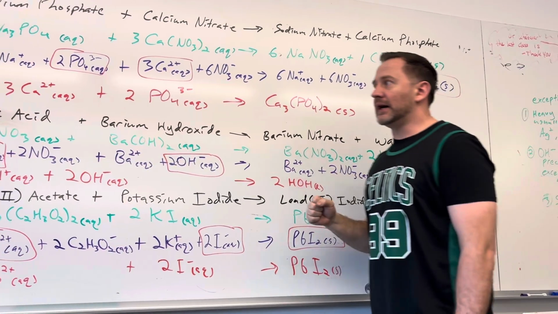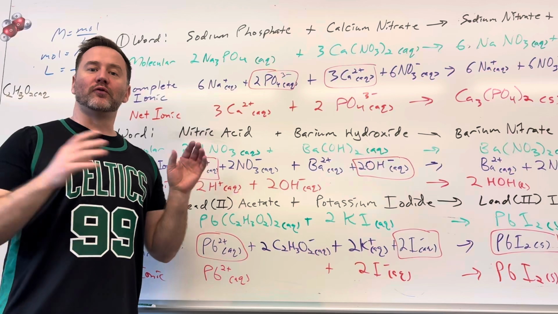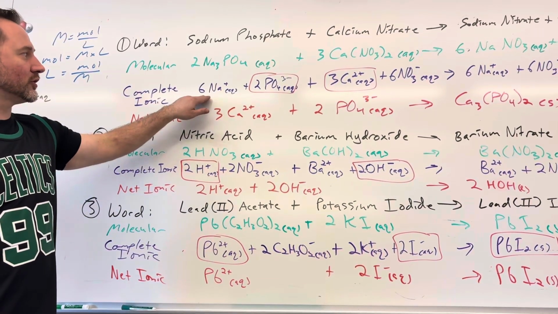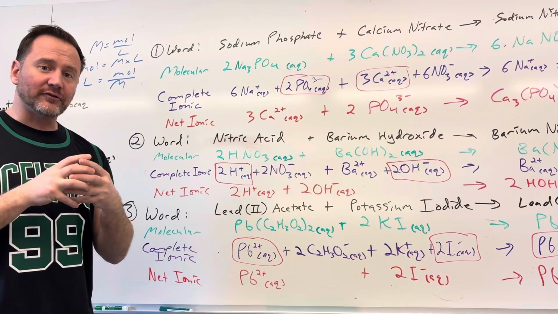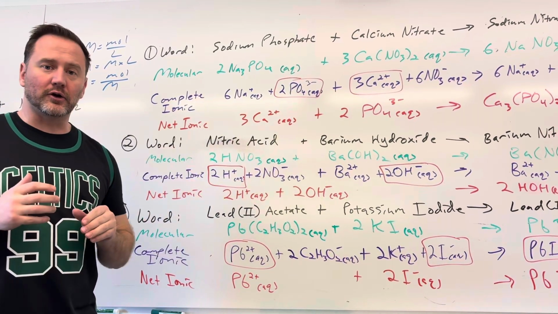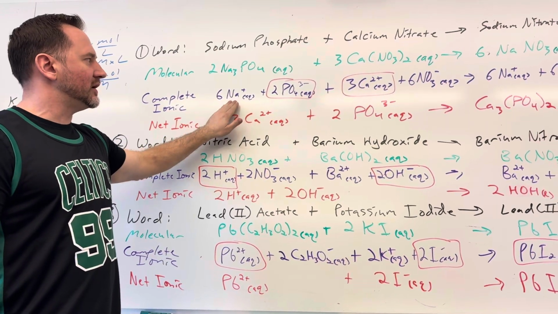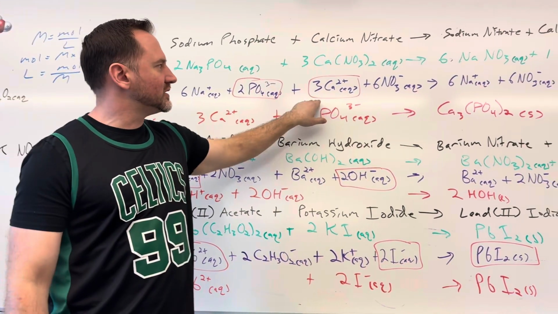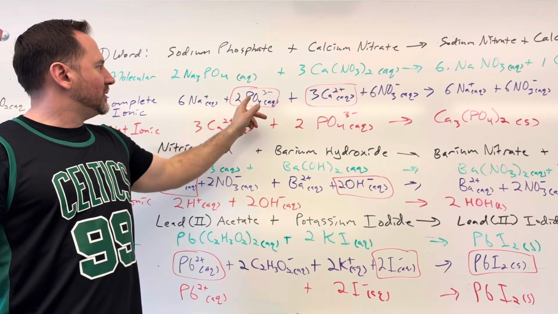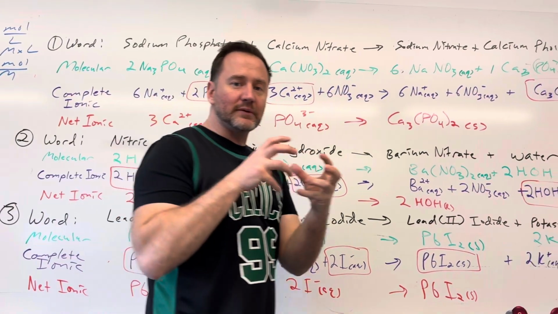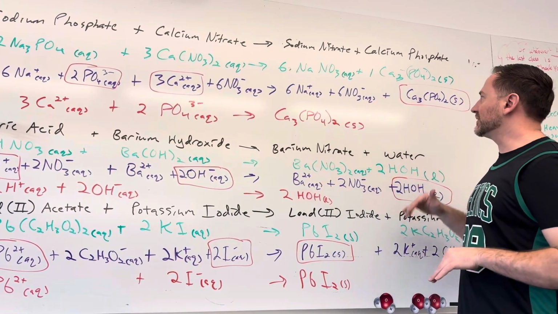Now, the complete ionic equation basically says what's present in the solution before and after the reaction. So before the reaction, the ions are all floating around. And now some are going to combine to form a product, and that's what we call the net ionic equation. In writing the complete ionic equation, you have the sodium ions, the phosphate ions, the calcium ions, the nitrate ions, all floating around. Now what's going to happen is your calcium and the phosphate ions are going to collide with each other and form a solid that will get cloudy and then eventually precipitate out of the solution.